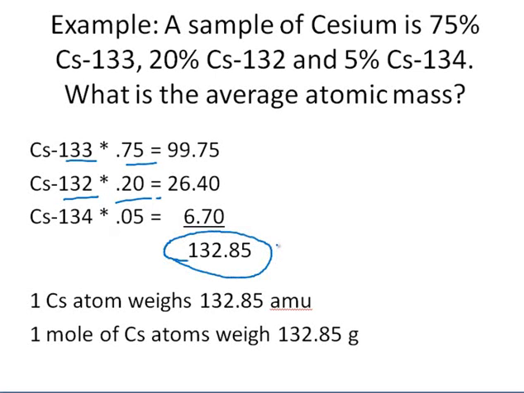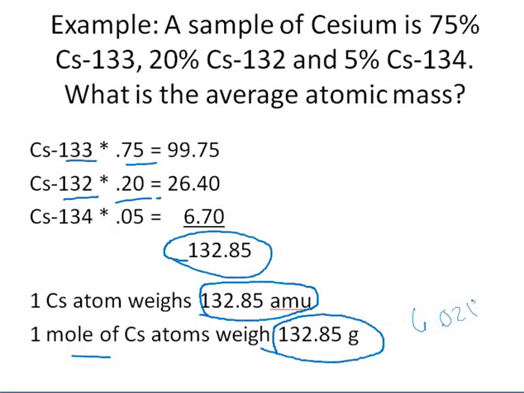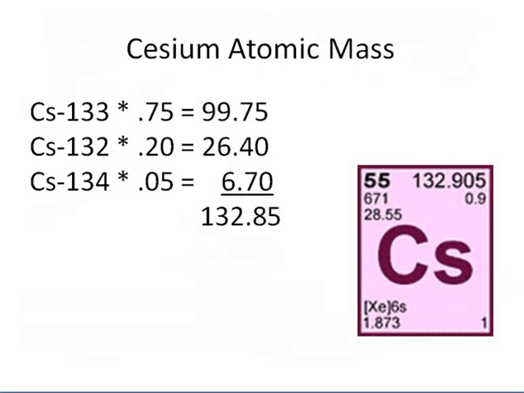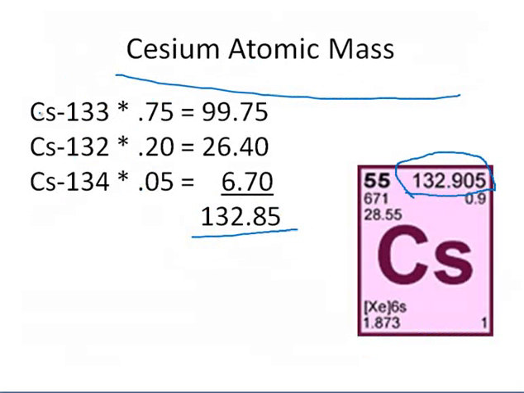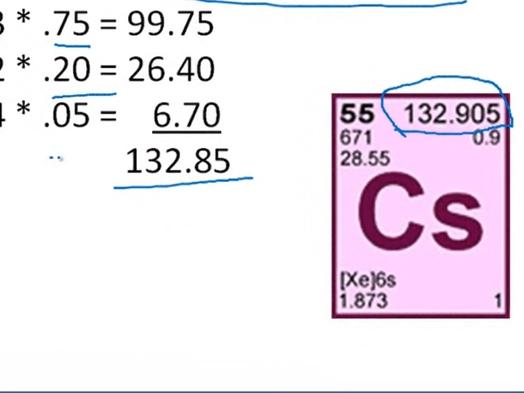So I get 132.85. What that says then is one cesium atom weighs that many AMUs, but a mole of those atoms weighs 132.85 grams. Okay? So if I have that Avogadro's number, 6.02 times 10 to the 23rd, which is called a mole, just like 12 is called a dozen of atoms, I have that many grams. Now we can compare cesium's atomic mass, what we just calculated, 132.85, and it's pretty close to what's here on the periodic table. And again, if we had more sig figs on these, it would have come out to be exactly the same. So that's going to do it for isotopes.